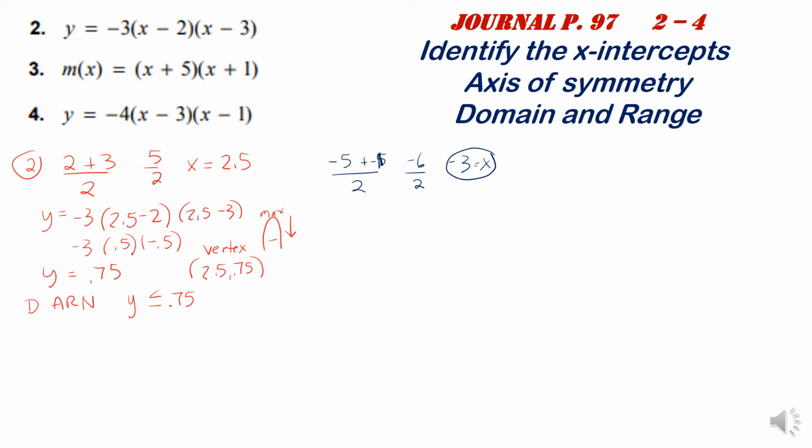We're going to plug that into our formula. Negative 3 plus 5 times negative 3 plus 1, and we get 2 times negative 2, and that equals negative 4. So our vertex is negative 3, negative 4, and this is a happy face graph, so this is a minimum. So our domain is all real numbers, and our range is y is greater than or equal to negative 4. So this was number 3.